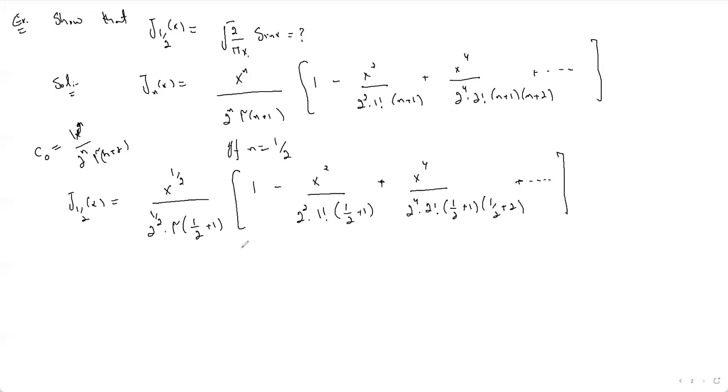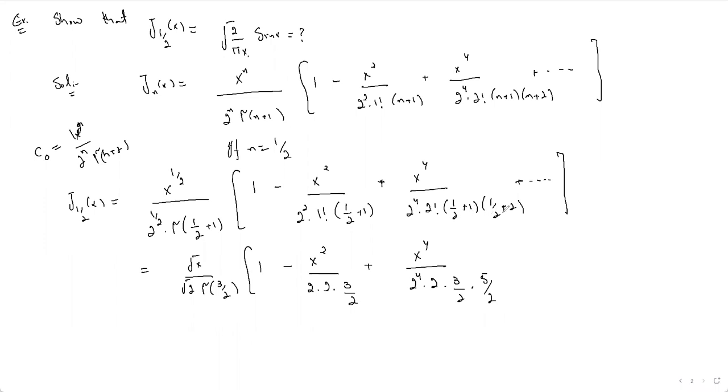Okay, so now you can see that this is under root of x by 2 gamma of 3 by 2, right? I will write down this particular equation again. I will write down this as under root of x divided by under root of 2 gamma of 1 by 2 plus 1, that is 3 by 2 into 1 minus x square divided by 2 into 2 into 3 by 2 plus x raised to power 4 divided by 2 raised to power 4 into 2 into 3 by 2 into 5 by 2, right?